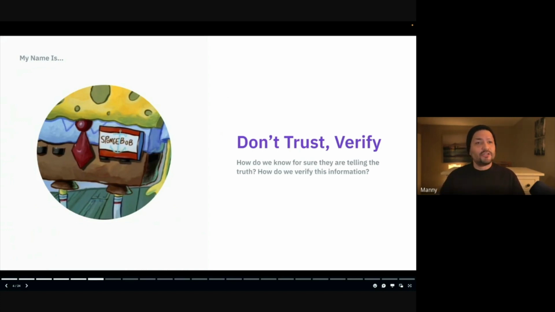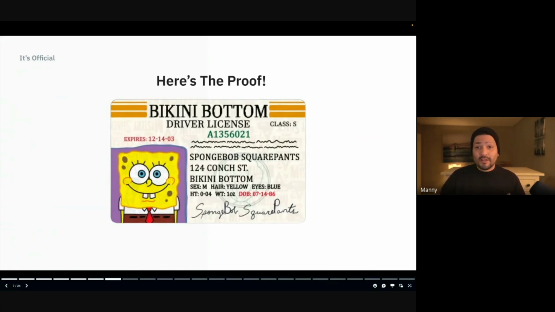But in the mantra of Web3, we have this idea of not trusting the information that's presented to us. We need to actually verify it. So how do we know what SpongeBob is saying is true? Just his claim of saying, hey, this is my name, how do we actually verify that? And one of the main ways that we use verification as a principle is a driver's license.